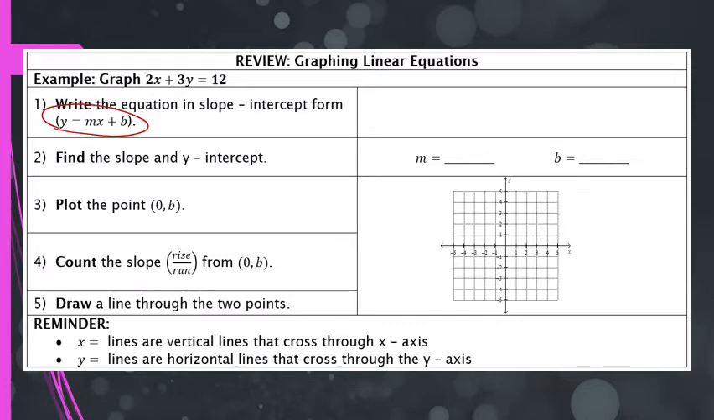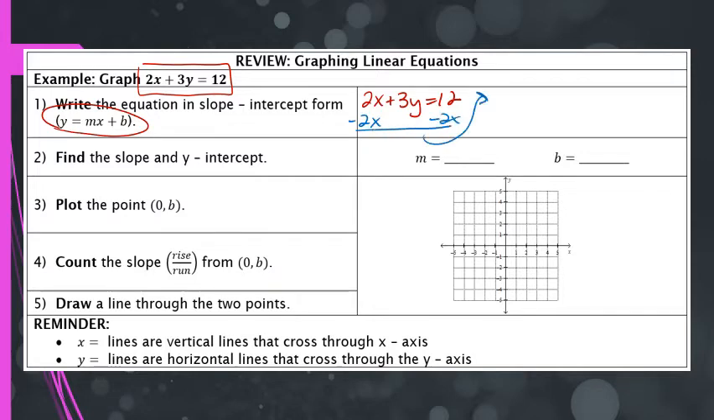So I need to take this equation that I'm putting a box around and rewrite it so that it's set equal to y. Basically, what we're going to do here is solve for y. So I'm going to copy it down: 2x plus 3y equals 12. The first thing we're going to do is subtract our x term. So I'm going to do minus 2x on both sides of the equation.